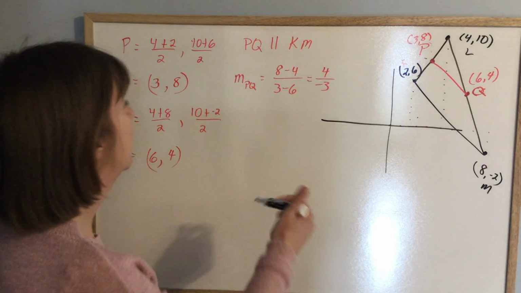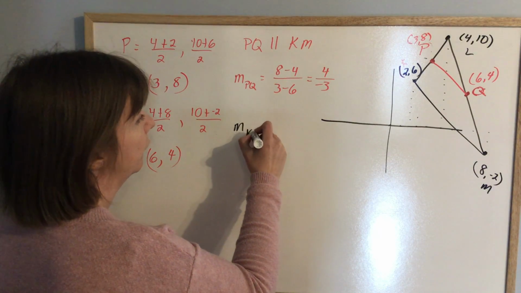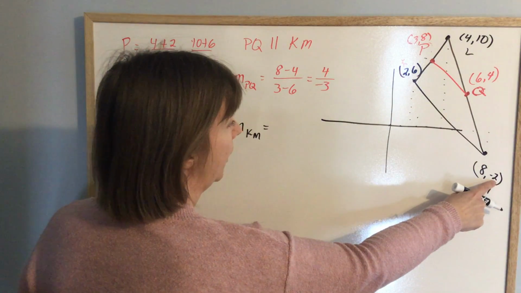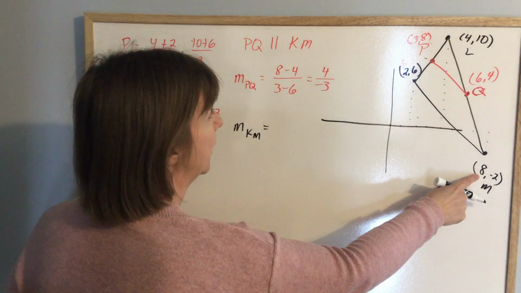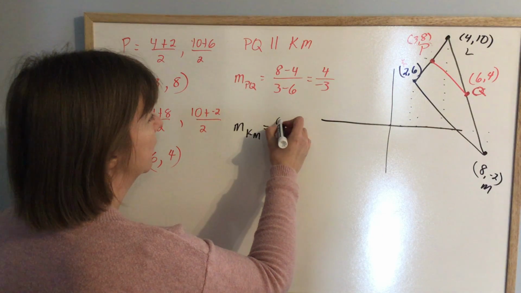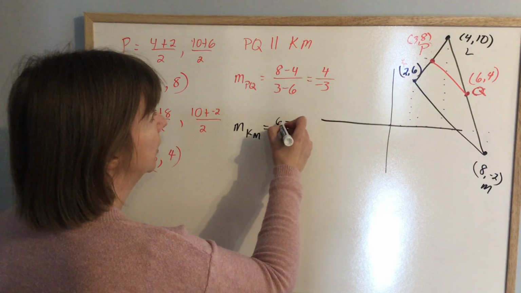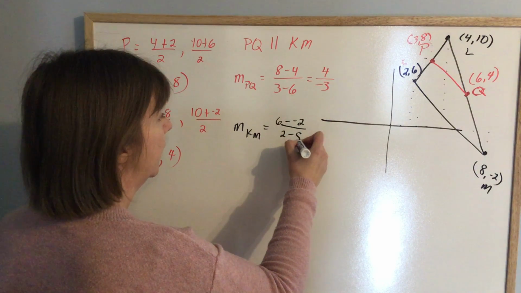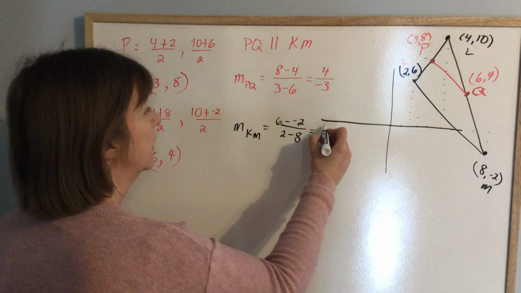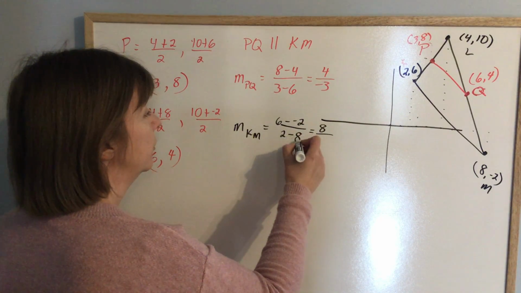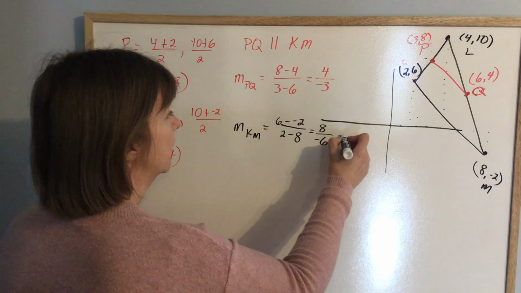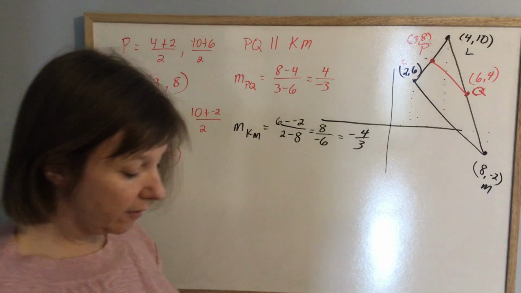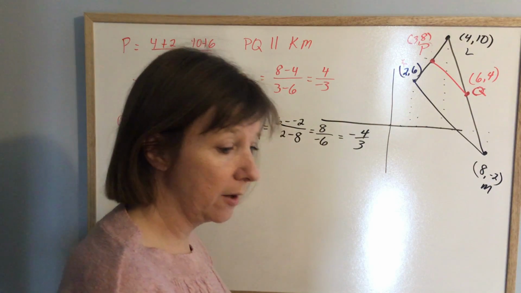Now I'm going to find the slope for KM, which again is y2 minus y1 over x2 minus x1. So 6 take away negative 2 over 2 take away 8. 6 take away negative 2 is 8. 2 take away 8 is negative 6, which reduces to negative 4 over 3. So I got the same slope no matter what.